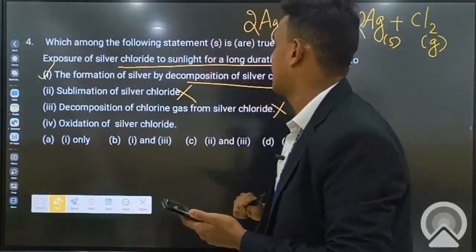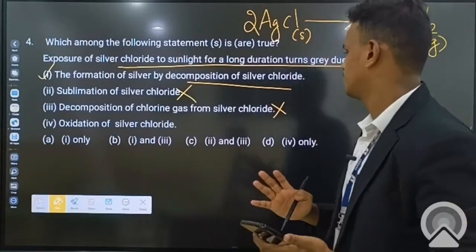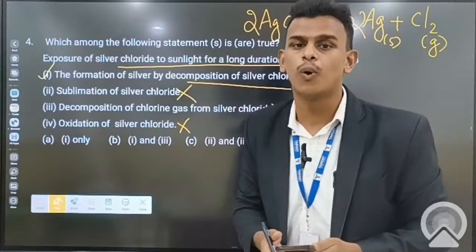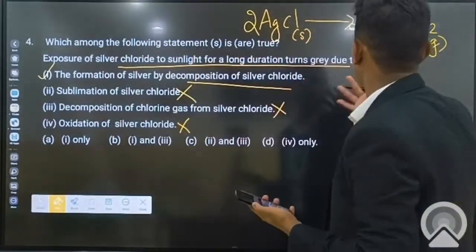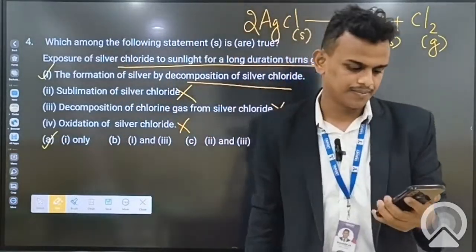Oxidation of silver chloride. Silver chloride is oxidized? No. Oxidation of silver chloride you cannot say. Oxidation means what? Addition of oxygen. Is any oxygen there? No. Oxidation of silver chloride is wrong. So only one, A, is the right answer.